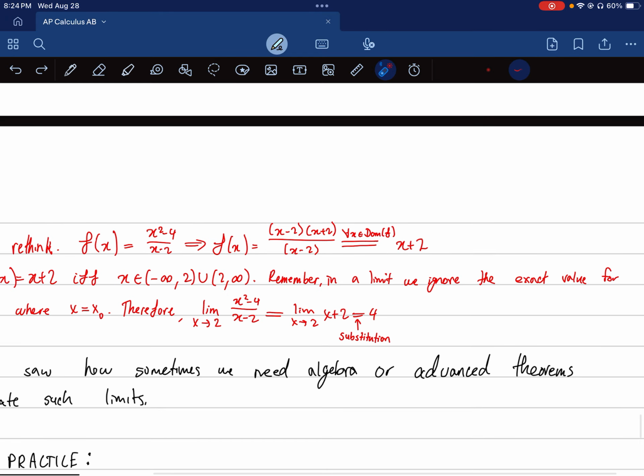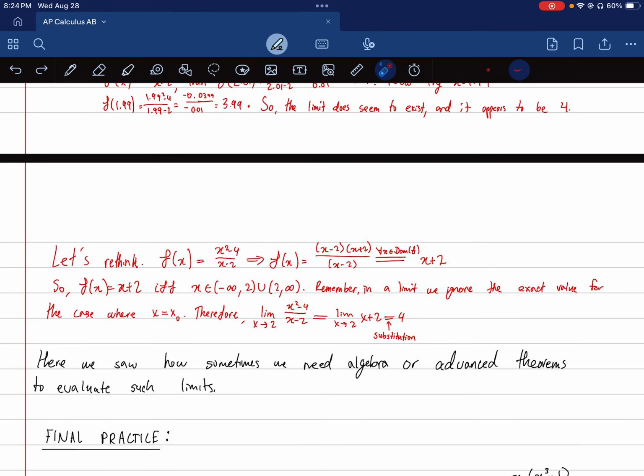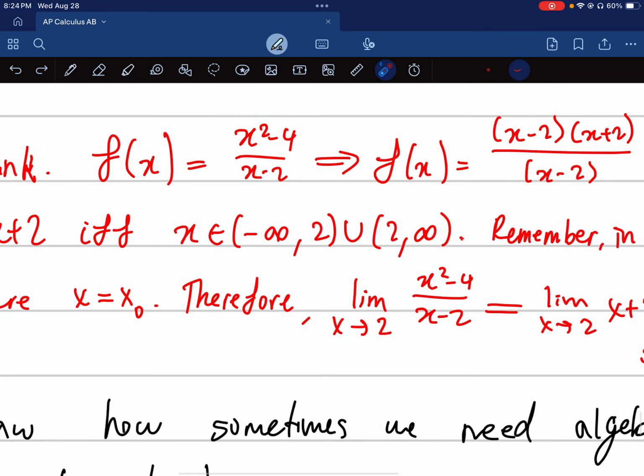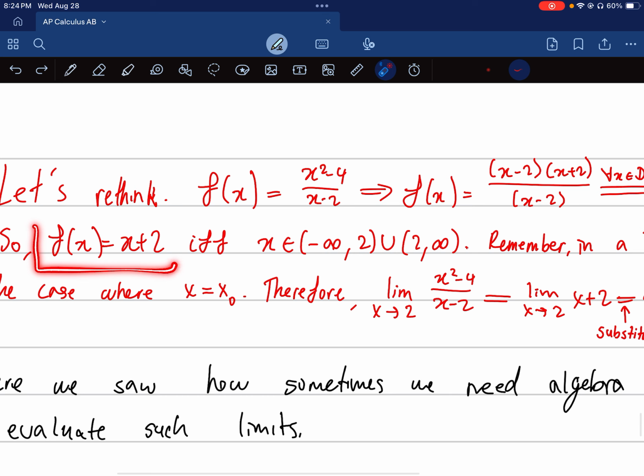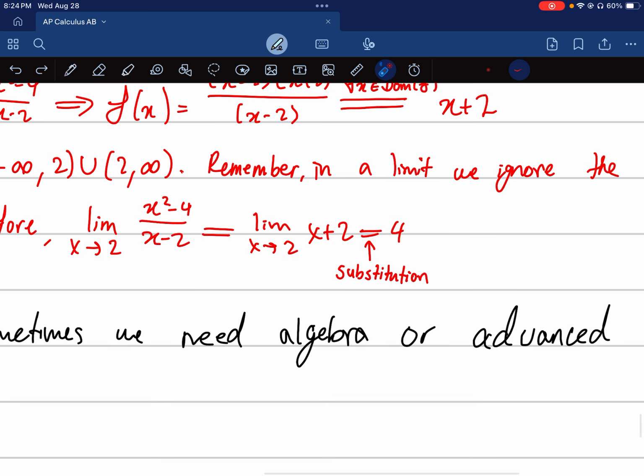Remember, in a limit, we ignore the exact value for the case where x is equal to x naught. Therefore, since this is true, we take values very close to x naught, but remember, never exactly at x naught. So we can use this new f of x to evaluate the limit. So the limit as x approaches 2 of x plus 2 is equal to 4 by substitution.